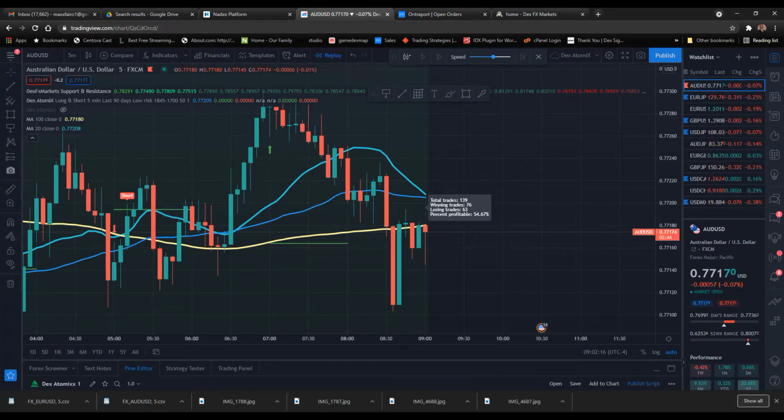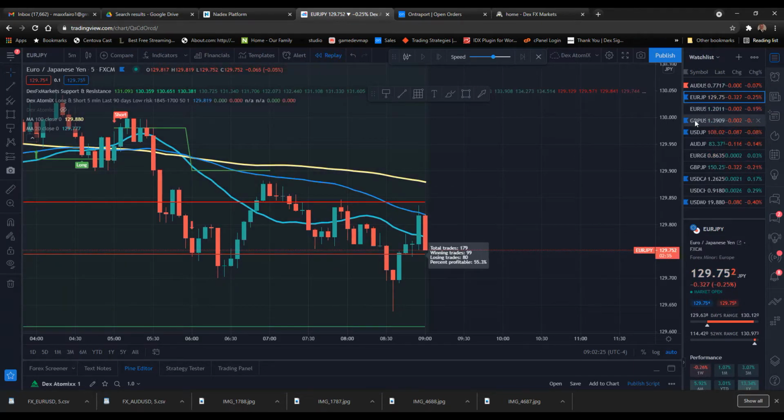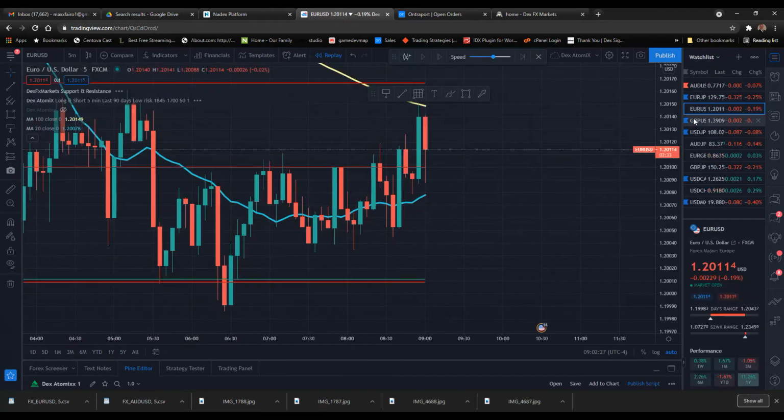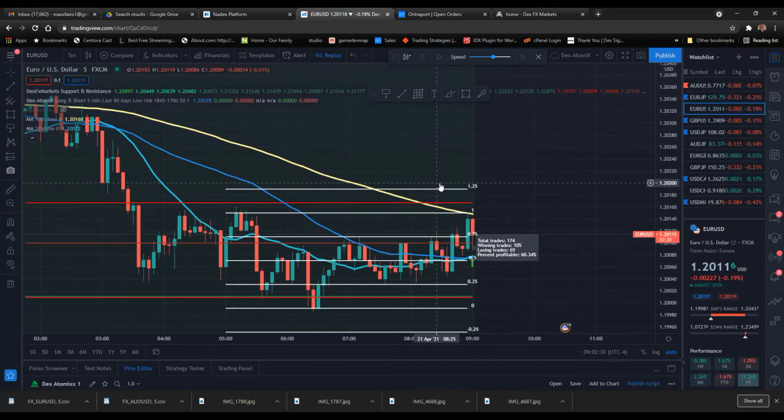We can just run down the list. It's the top of the hour. I'm about 2 minutes late. I don't like doing that, but, you know, things happen. Aussie USD has no signal. Euro JPY, no signal. Euro USD has a signal.